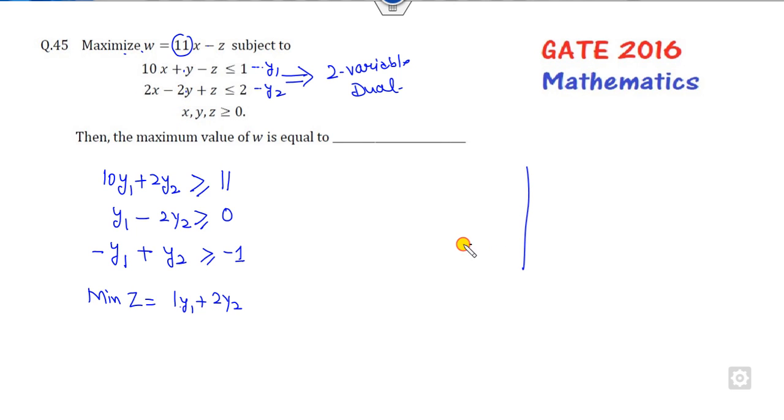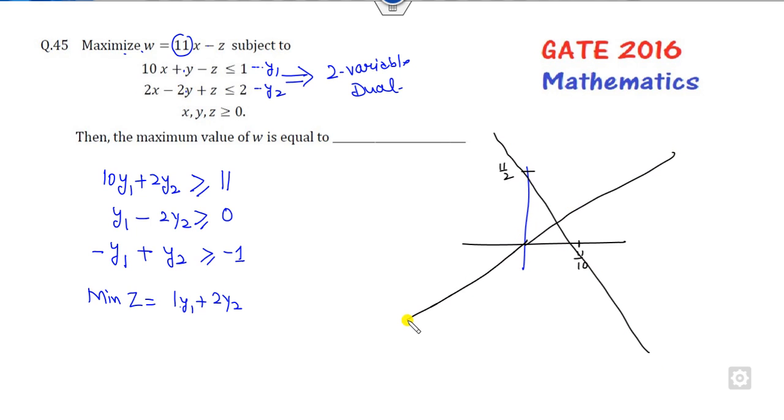Now if you draw the graph of this, it's very simple again. How can you draw the graph of this? It's 11 by 10 and it's 11 by 2. So you can draw this line. This is the graph of the first. This is the line of the second, y1 minus 2y2 is equal to 0. And the third one passes through 1 comma 0 and minus 1 comma 0. So you can draw it like here. This is the graph of this.